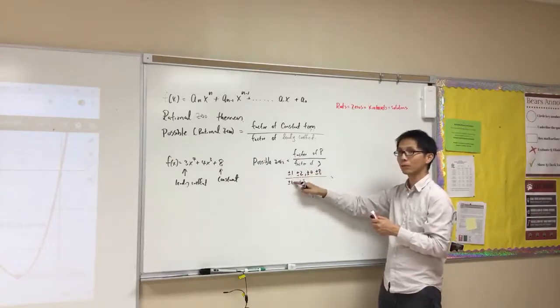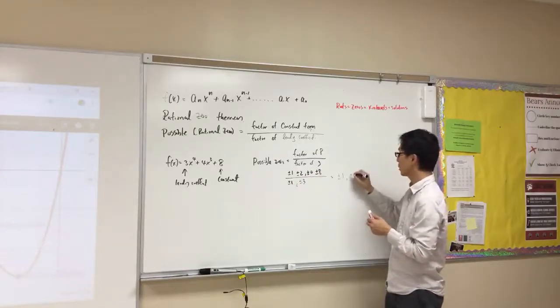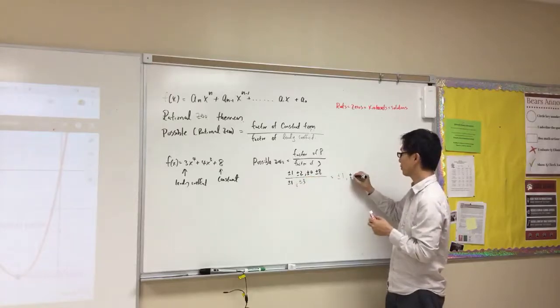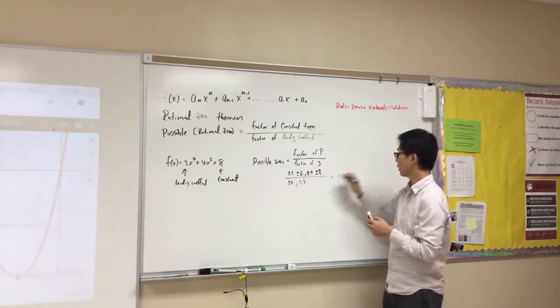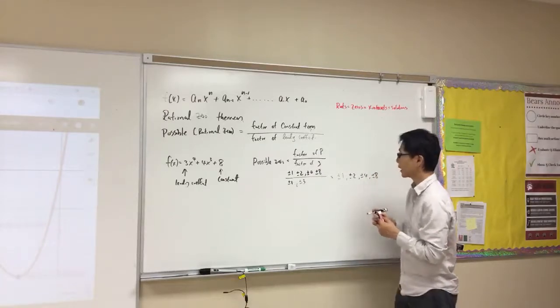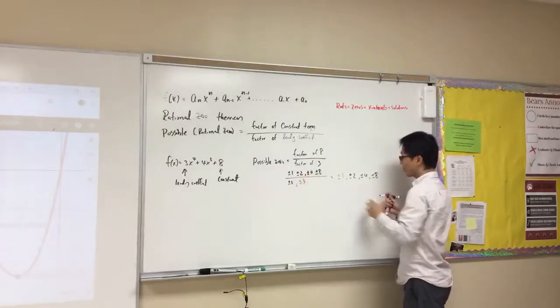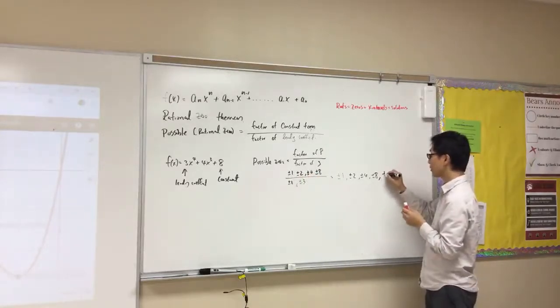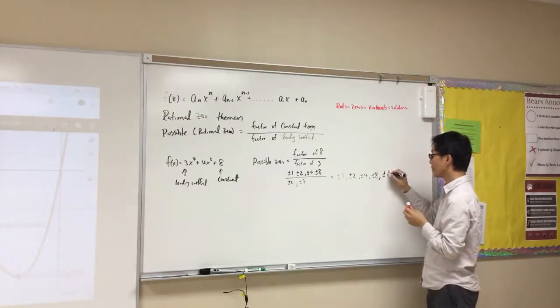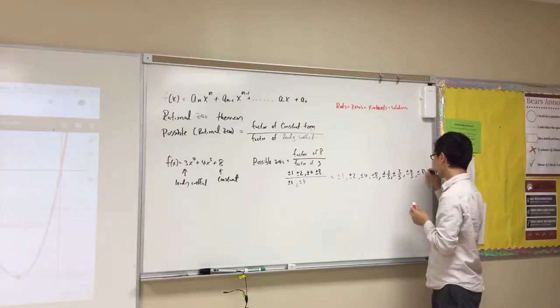What is 1 over 1? 1. Comma. 2 over 1, 2. 4 over 1, 4, and then plus minus 8. Okay, so that's the first set. The second one has a different set too, so then I just write it out: plus minus 1/3, plus minus 2 over 3, plus minus 4 over 3, and then plus minus 8 over 3.